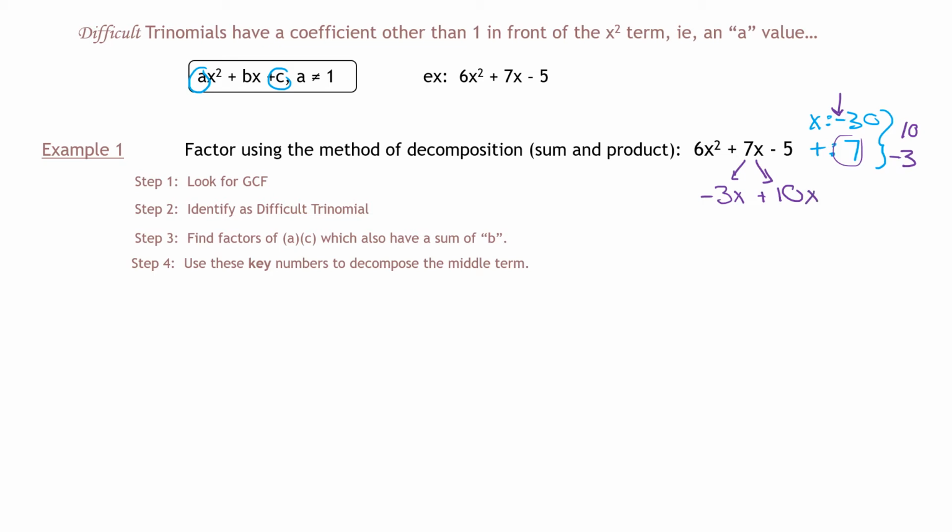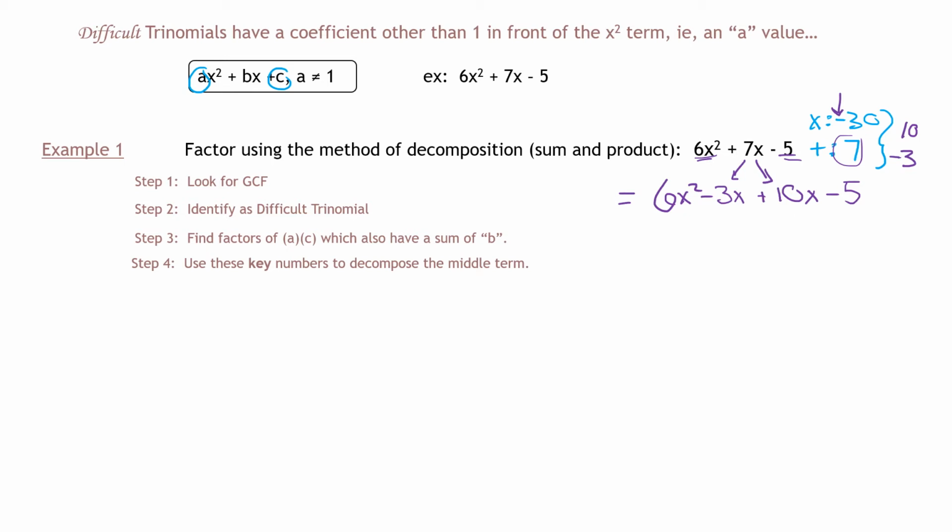The rest of the question, so the first term is going to stay what it was, 6x squared, and the last term is still -5. So these two lines are equal. I need to put an equal sign here at the front because those lines are exactly the same. If I were to collect like terms, I'd be right back where I started with the 7x.